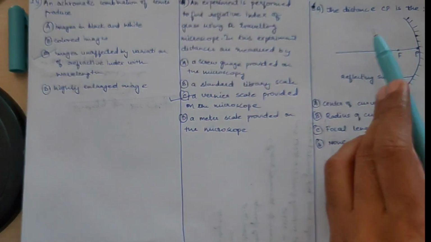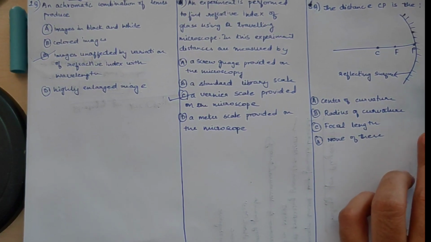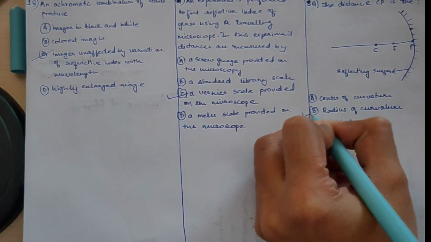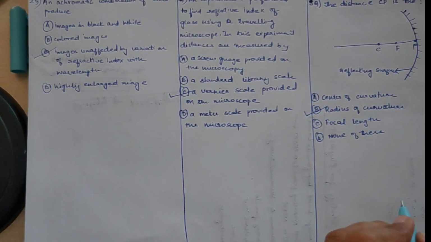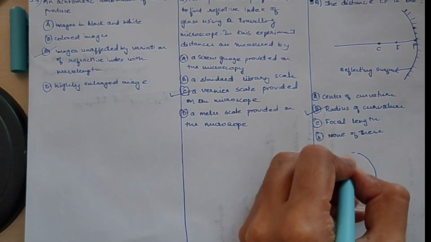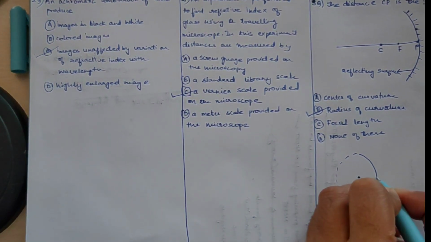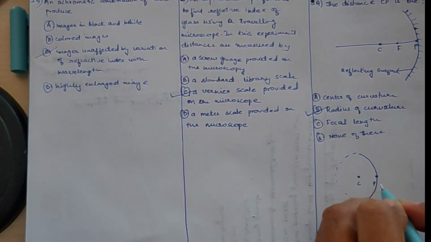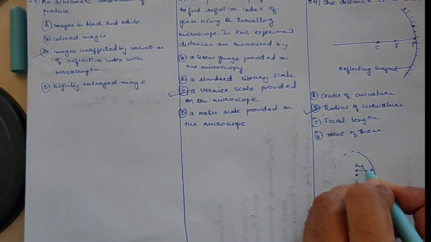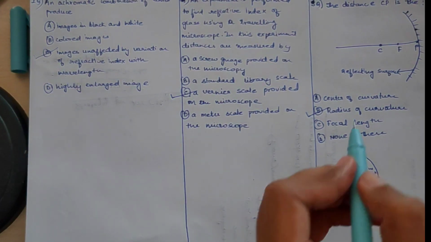This question, that is the distance CP is the... See, this is CP, right? So what is it they're asking? So basically your distance CP is B, that is radius of curvature. What is radius of curvature? I'll just explain you. See, this is your lens, you think, okay? And then you have this portion of your lens. This is CP. This one is your radius of curvature. Understood? So it's option number C.